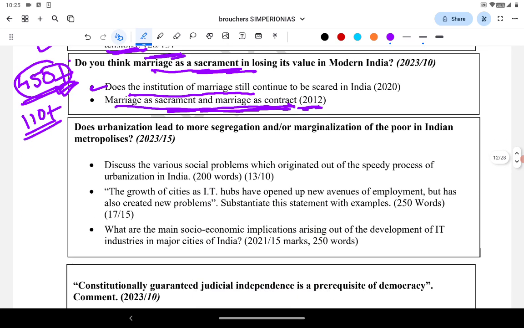The next question is regarding the development of slums, urbanization, metropolitan cities, etc. See, does urbanization lead to more segregation and marginalization of the poor in metropolitan cities? Urbanization leads to exclusion, that is segregation and marginalization. See here, discuss various social problems which originated from the speedy process of urbanization. Same question.